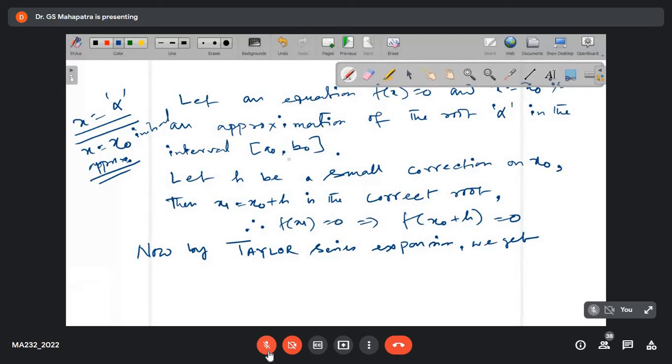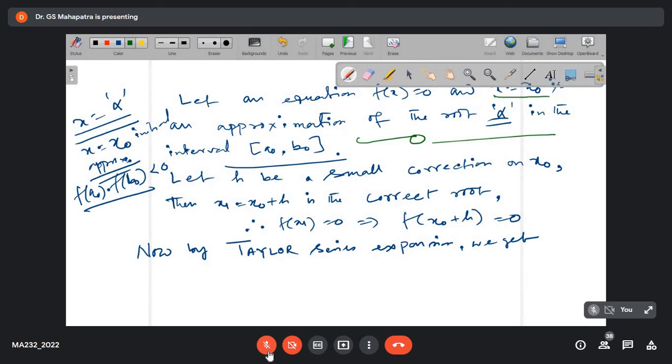Before that, you have to find the interval of x where the root alpha actually lies. You already know the condition: f of a naught into f of b naught, you have to check that is less than 0. Then the root alpha belongs in between a naught comma b naught. That concept you already have, so no problem. Now the initial approximation is x equals x naught. Now we have to improve that solution.